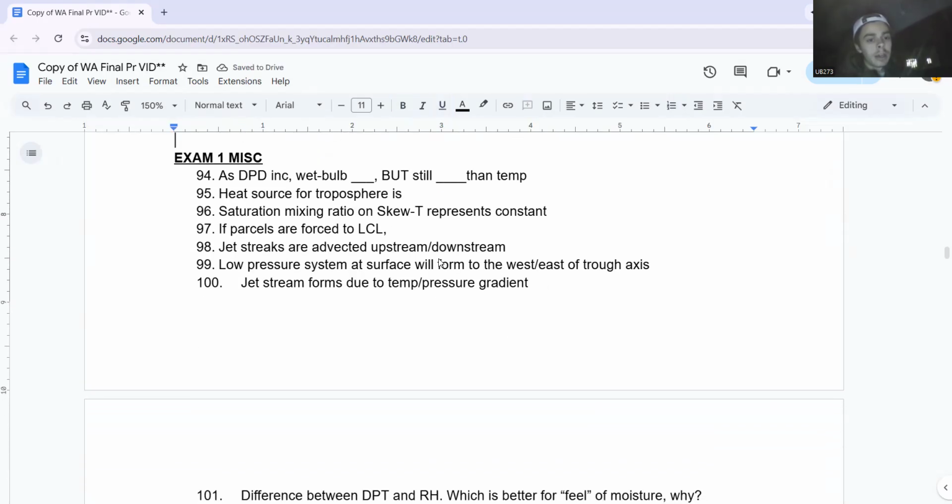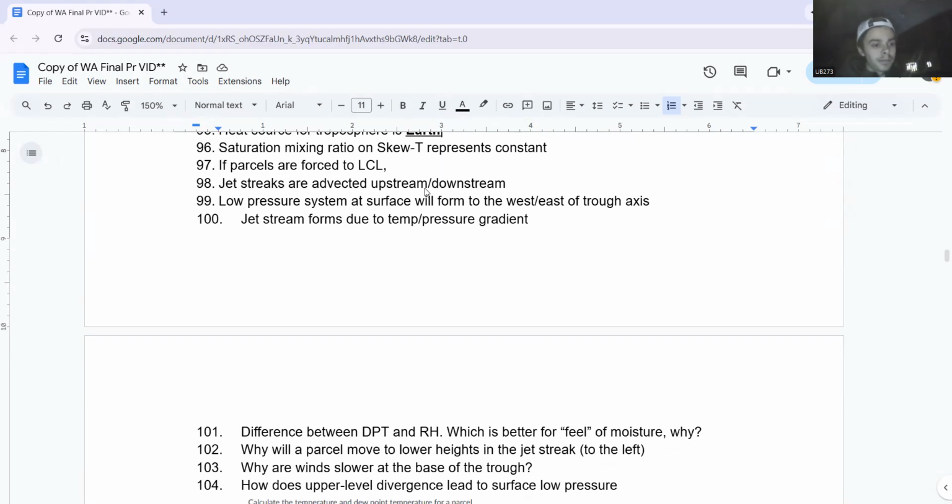Miscellaneous items of the topics that we've just done. As dew point depression increases, wet bulb temperature is going to increase, but it's still going to be lower than the temperature. It always is. It cannot be higher, just like dew point cannot be higher. The heat source for the troposphere is the Earth. You might think it's the sun, but it's actually the Earth, because it's originally from the sun technically, but then it's bouncing off of the Earth. So gotta be careful about that.